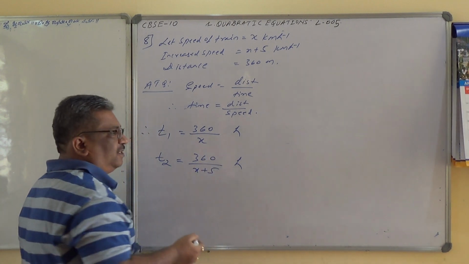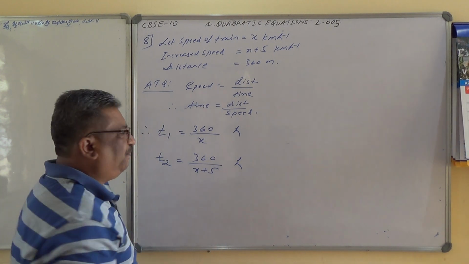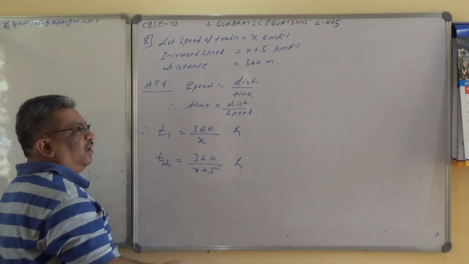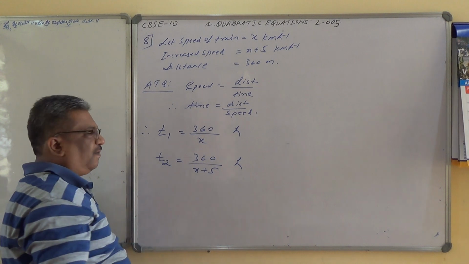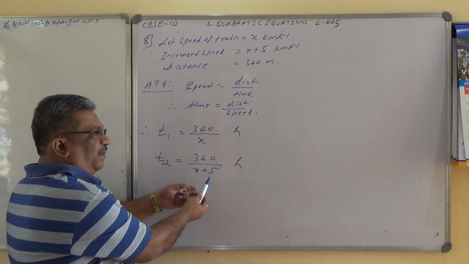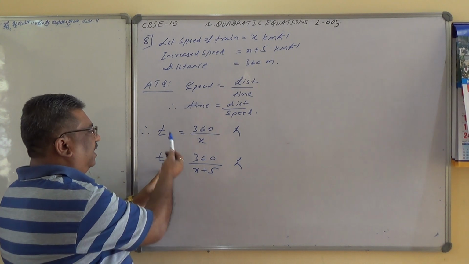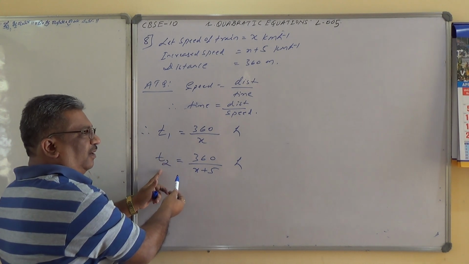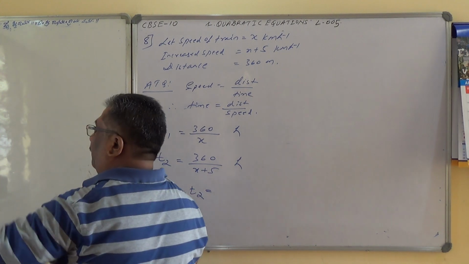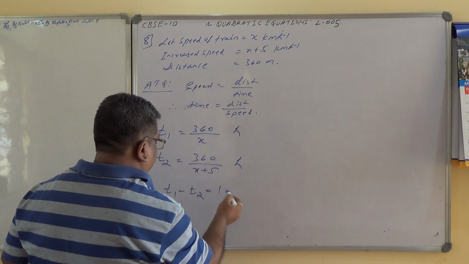How do you obtain the difference? The difference cannot be negative, so which is the greater number, t1 or t2? Put x equal to 10 here, and 15 here. More denominator, smaller number. So t1 is greater, t2 is smaller. Therefore, t1 minus t2 equals 1 hour.